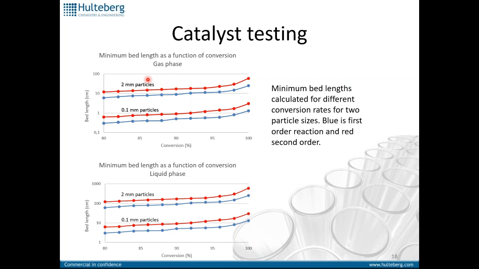And you can see that there's a dramatic effect when we go down in particle size. So if we have 0.1 millimeter particles, we have less than 1 centimeter to a few centimeter in bed length. In the liquid case, it's roughly a factor of 10 larger. So from 100 to 5,000 centimeters, and then yeah, with smaller particles you have from 10 to maybe 50 centimeters in this case.